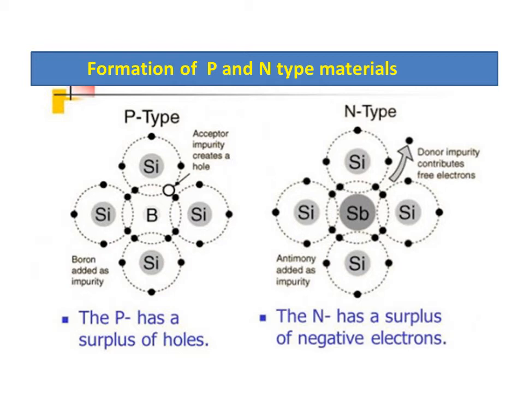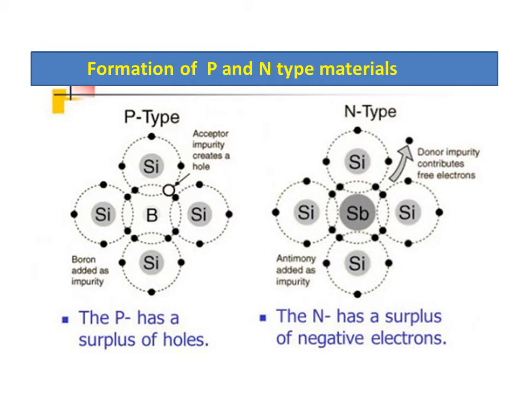P-type means it will contain excess holes, but it is electrically neutral. It will contain excess holes, but the material will be electrically neutral. And another thing is, these holes in the p-type material are referred to as majority carriers.